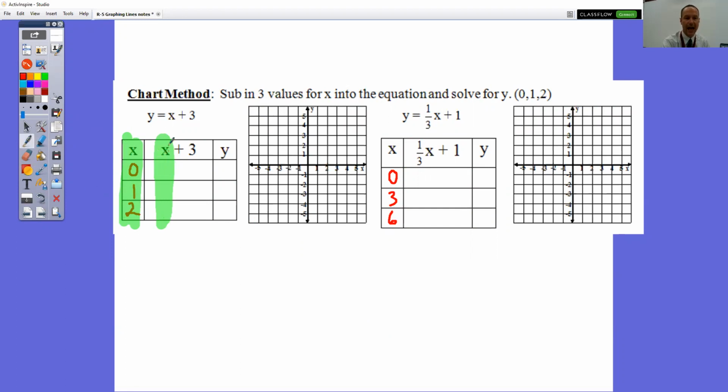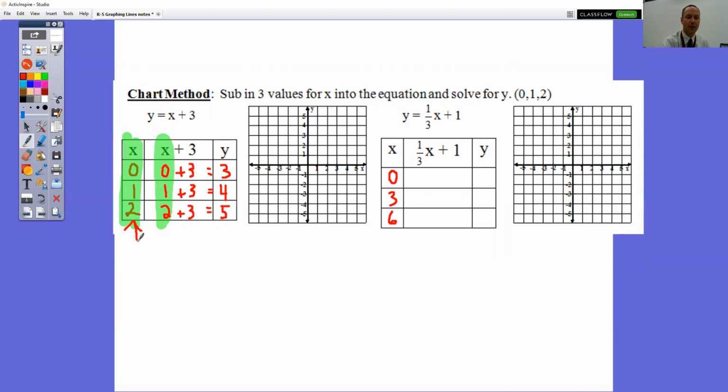So instead of x plus 3, we're going to sub in our 0 and have 0 plus 3. Instead of x plus 3, we're going to have 1 plus 3. Instead of x plus 3, we're going to have 2 plus 3. Whatever your answer is, your answer goes in the y column. So 0 plus 3 is 3. 1 plus 3 is 4. 2 plus 3 is 5.